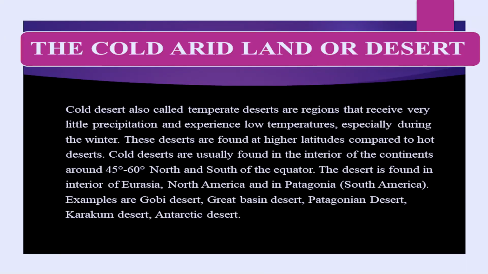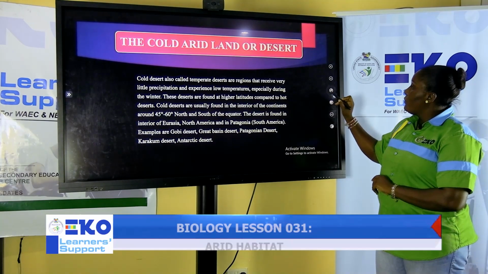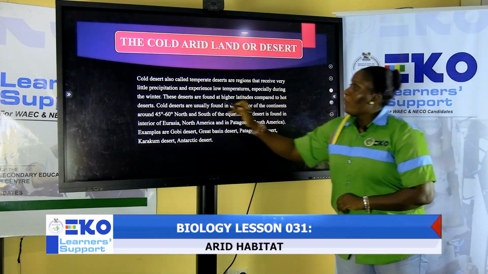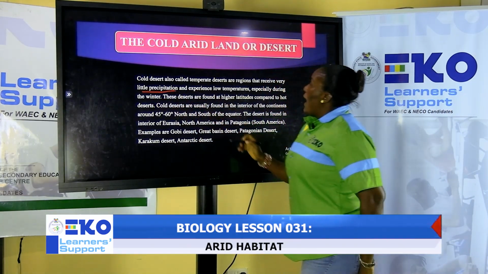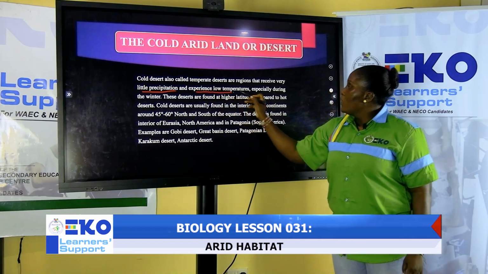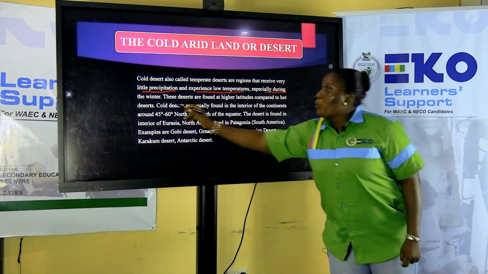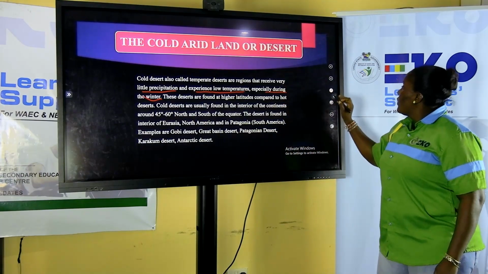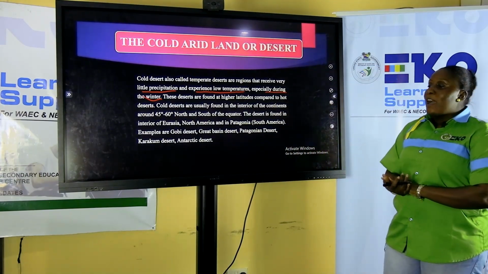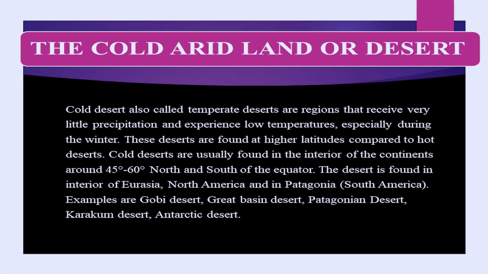There are regions that receive very little precipitation, and experience low temperatures, especially during the winter. These deserts are found at higher latitude compared to hot deserts. The cold deserts are usually found in the interior of the continent, while the hot desert is found at the western coast of the continent.